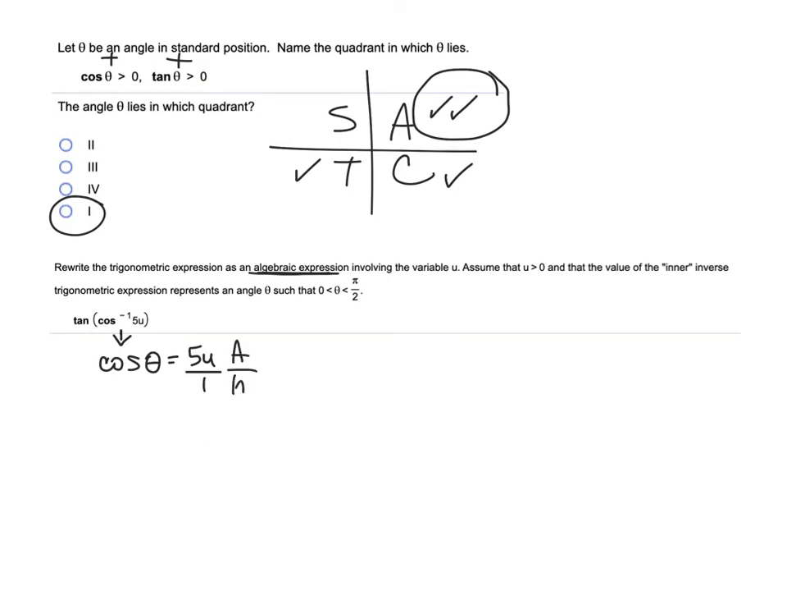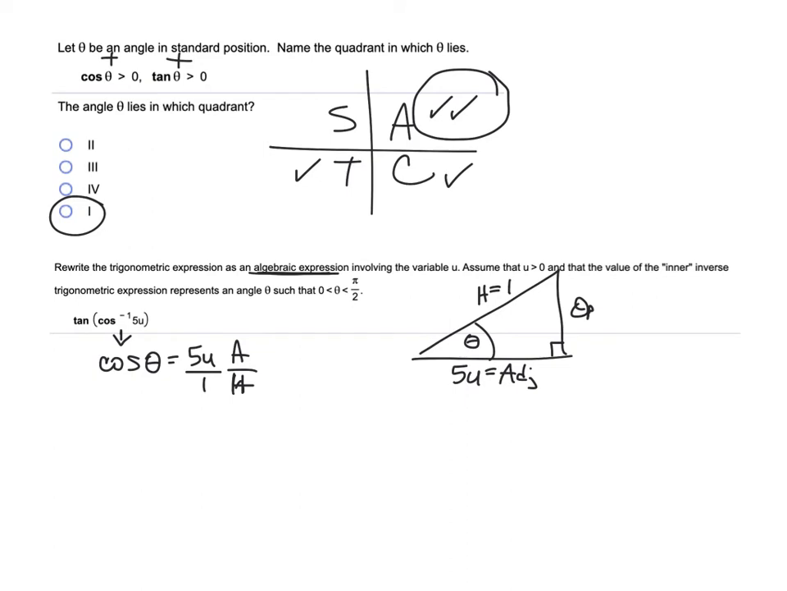Adjacent over hypotenuse. Sorry, let's go over here. Let's create our right triangle and let's put theta right there. Our hypotenuse is the long one. Opposite is the side that's opposite theta, right there, and adjacent is the other. So for this, cosine, the adjacent would be 5u, and the hypotenuse would be 1.